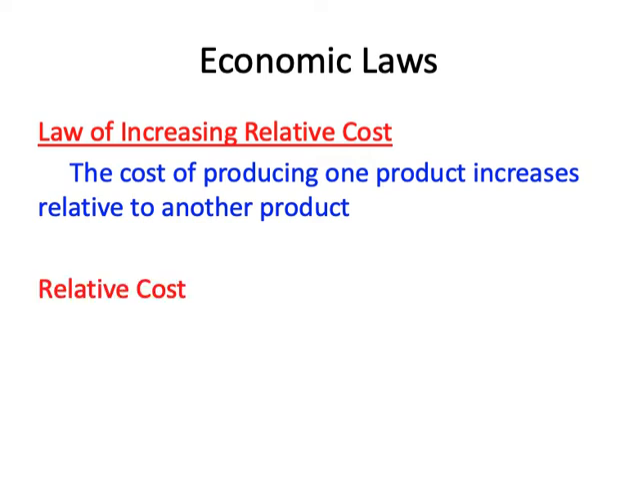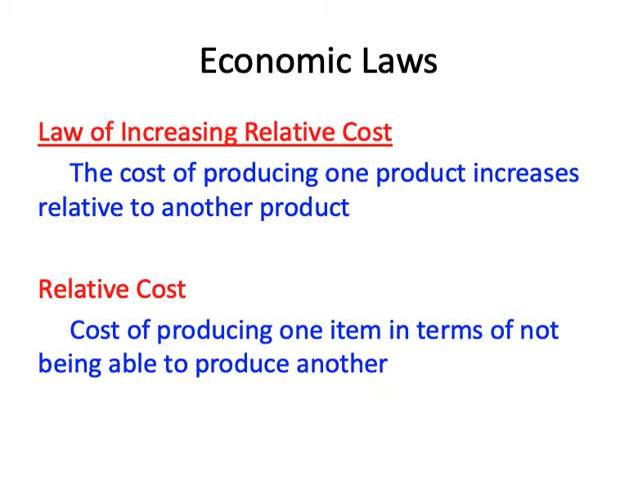Okay? So what does this mean? We need to understand what relative cost means. Relative cost is the cost of producing one item in terms of not being able to produce another. Okay? So this is like opportunity cost. Relative cost is an opportunity cost, but the relative cost is specific to the cost of producing one item and then not being able to produce another item. Okay? So it's much more specific to 2 specific things, whereas opportunity cost is much more of a generalized thing. So that's the relative cost. So we're talking about the law of increasing relative cost.